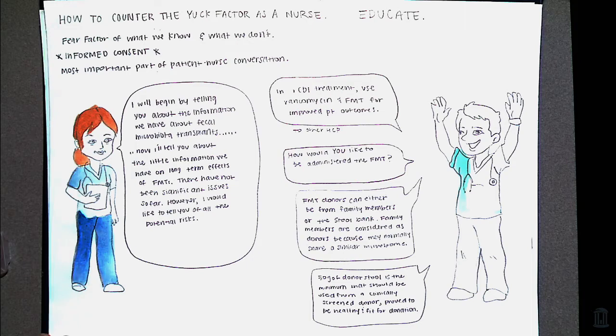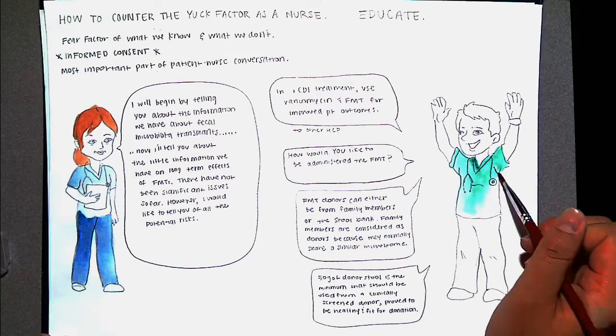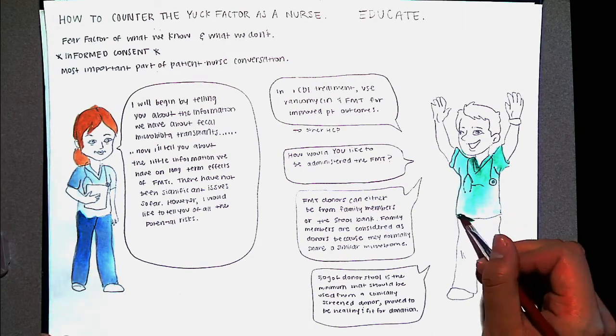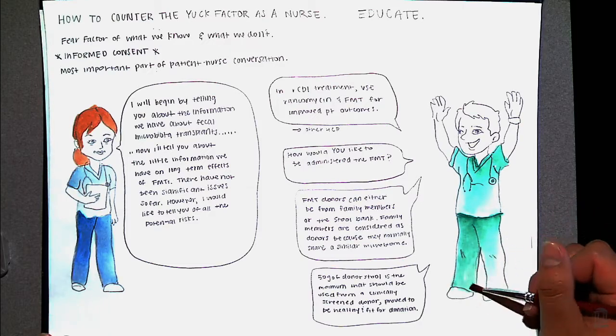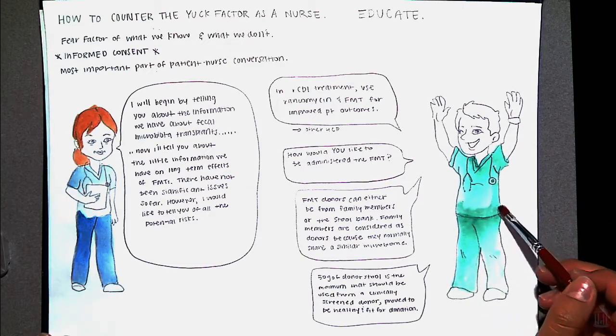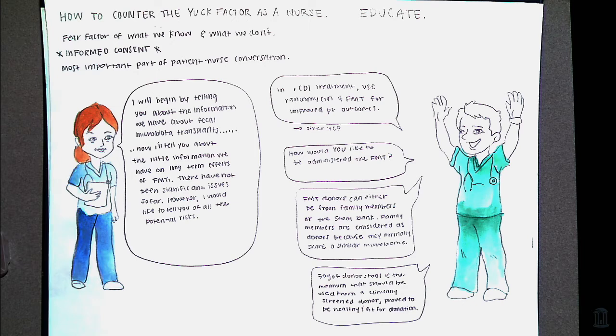FMT donors can either be from family members or the stool bank. The family members are considered donors because they normally share a similar microbiome. 50 grams of donor stool is the minimum that should be used from a clinical screened donor, proven to be healthy and fit for donation.